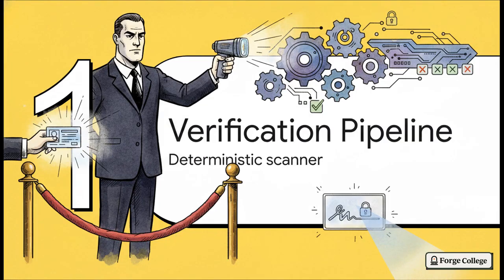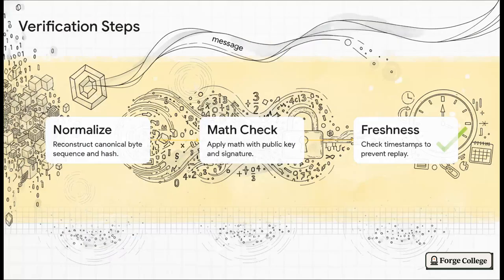All right, Section 1, the verification pipeline. Think of this as your deterministic security scanner. See, verification isn't just some magical yes or no button. It's more like a notoriously strict bouncer at an exclusive club. If you don't meet every single criteria in the exact right order, you're bouncing right off that velvet rope. Here is how this three-stage filter actually works.